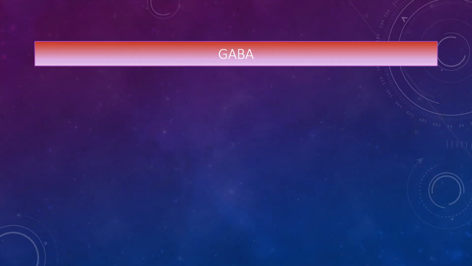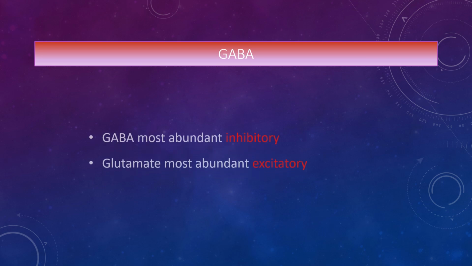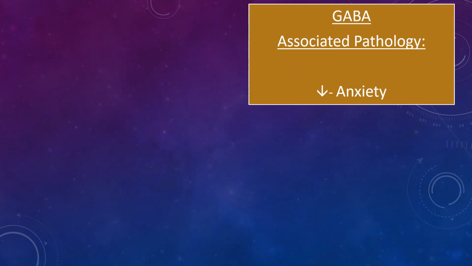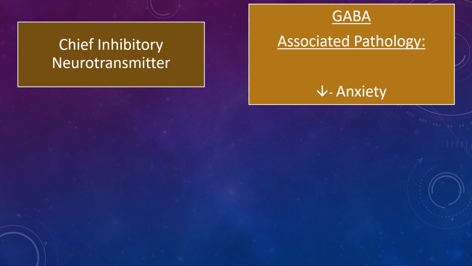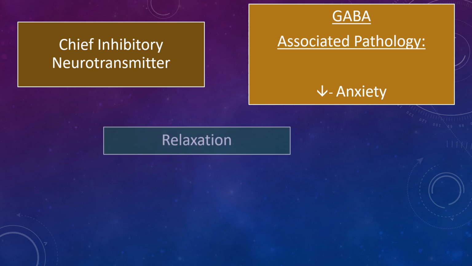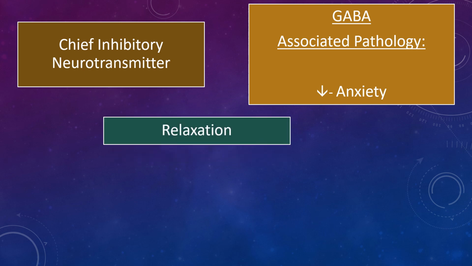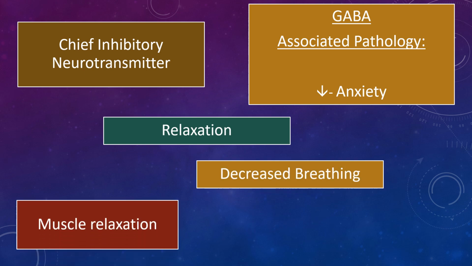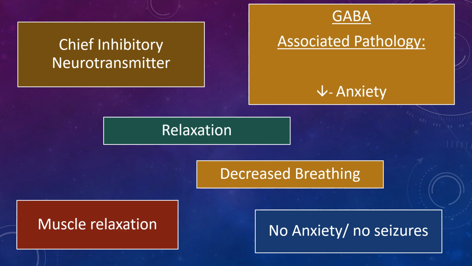We're learning what we need to know about the neurotransmitter GABA. GABA is associated with lowering anxiety. It's a chief inhibitory transmitter. It's involved with relaxation, decreased breathing, muscle relaxation, and no anxiety, no seizures.